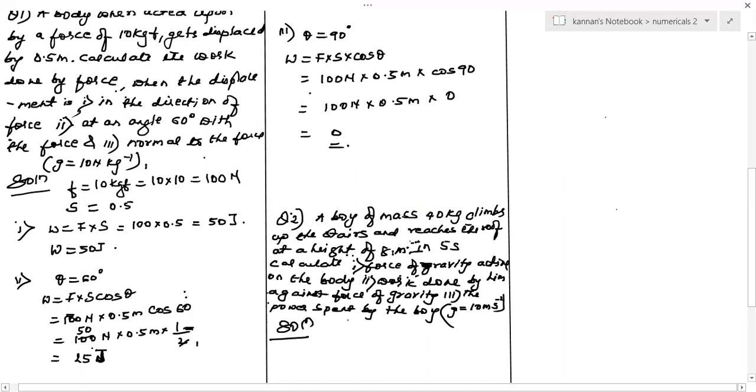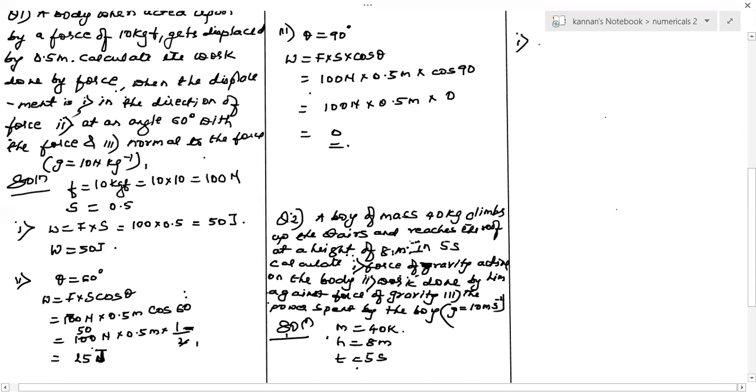A boy of mass M, a boy of mass 40 kg, climbs up the stairs and reaches the roof at a height of 8 meters in 5 seconds. Calculate the force of gravity.